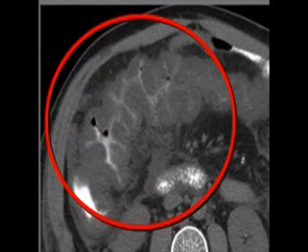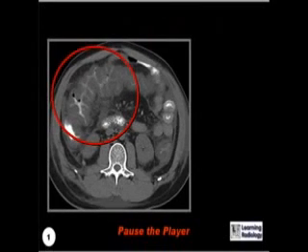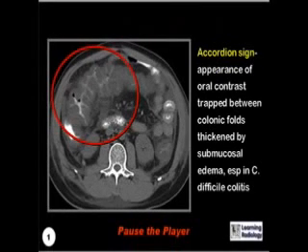What's the name of the sign and what might we see it in? Pause your computer or MP3 player. This is the accordion sign, which is the appearance of oral contrast trapped between colonic folds on CT scan. The folds are thickened by submucosal edema, especially in something like C. difficile colitis, pseudomembranous colitis, although it can be seen in other diseases.